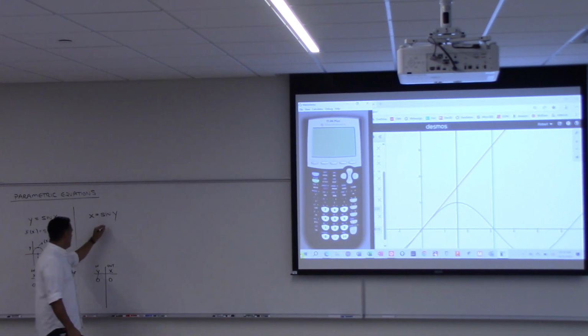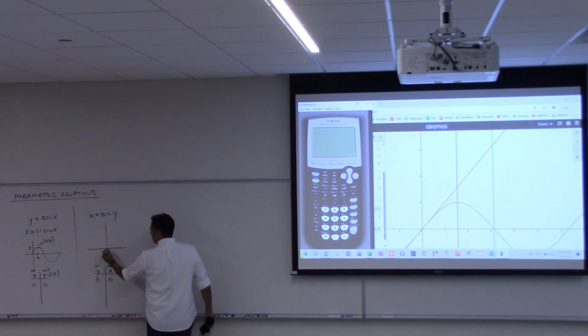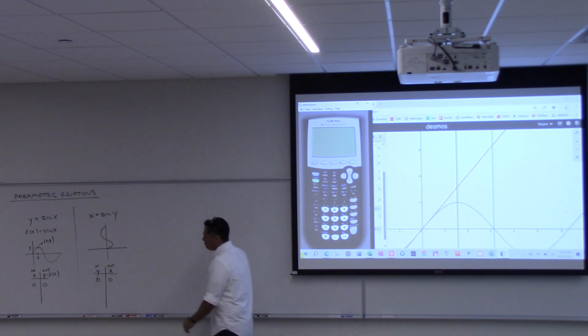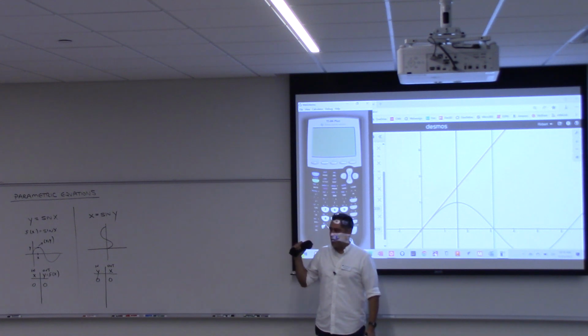What does the graph look like? Well, this graph, anyone know what it looks like? It goes like this. It's a sine function going along the y-axis instead of down the x-axis.